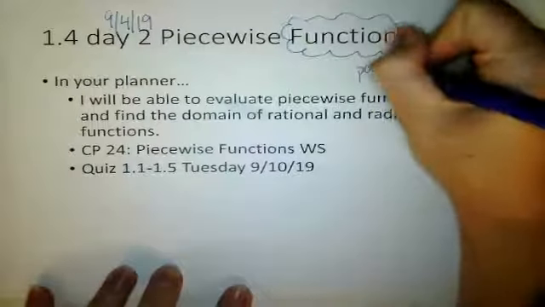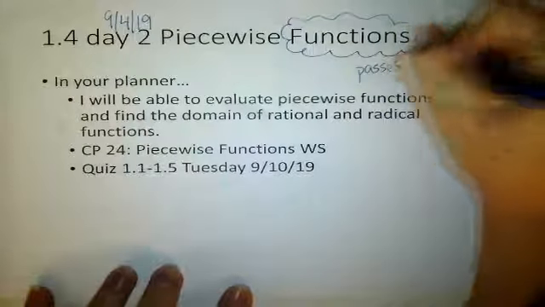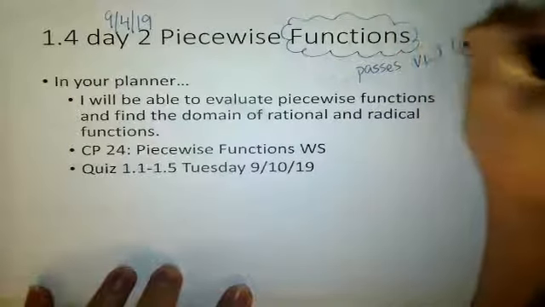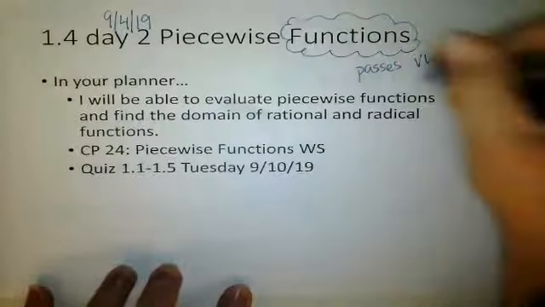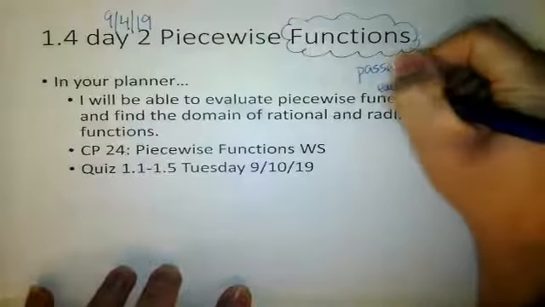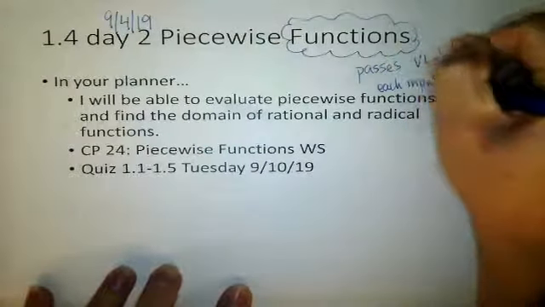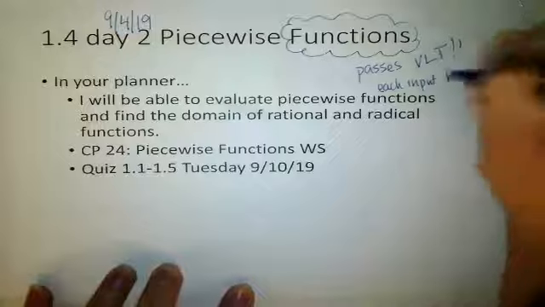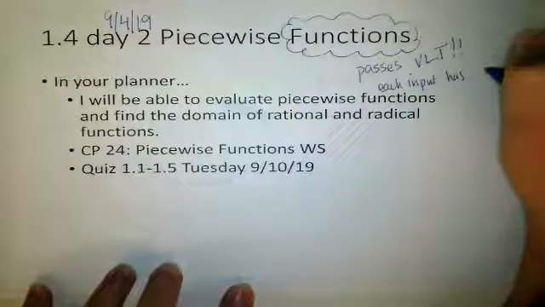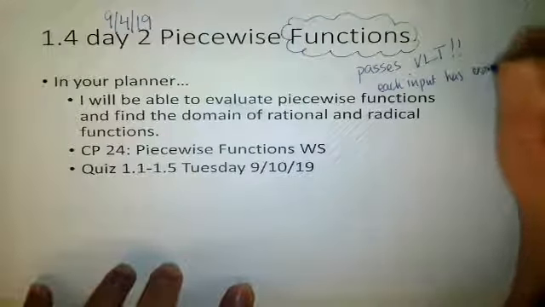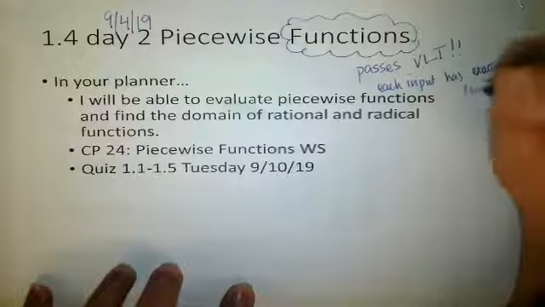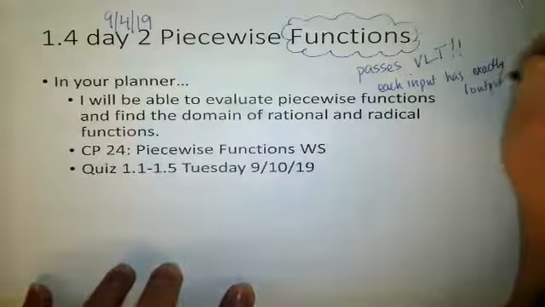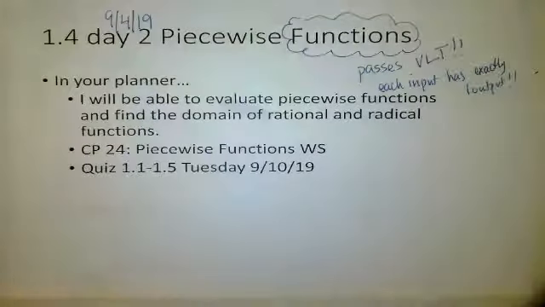Okay, good. So I heard two things. It passes the vertical line test, and each input has only exactly one output. Now, so you know what it means to be a function. You guys just told me two excellent things about a function.